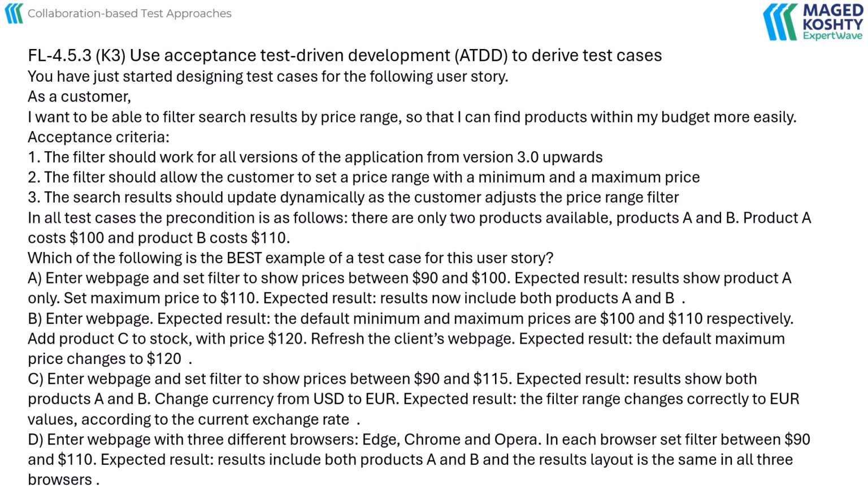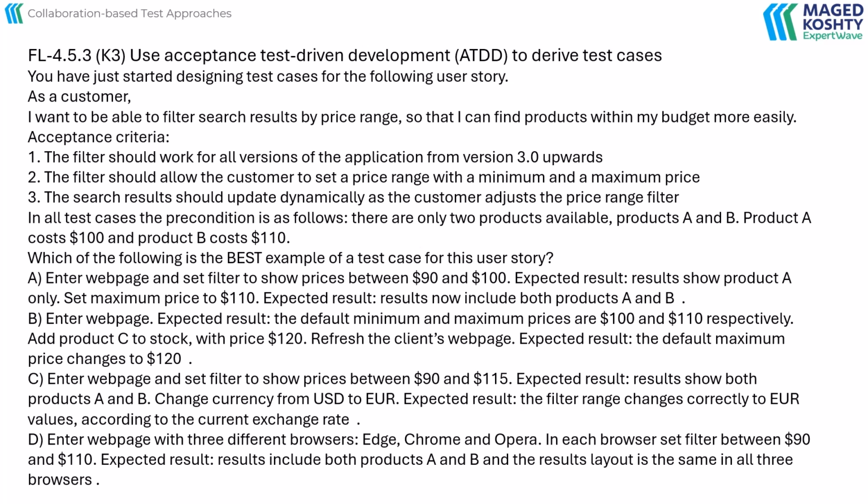In all test cases, the precondition is as follows. There are only two products available, products A and B. Product A costs $100 and product B costs $110. Which of the following is the best example of a test case for this user story? This is a good question. Test cases should be related to the acceptance criteria.